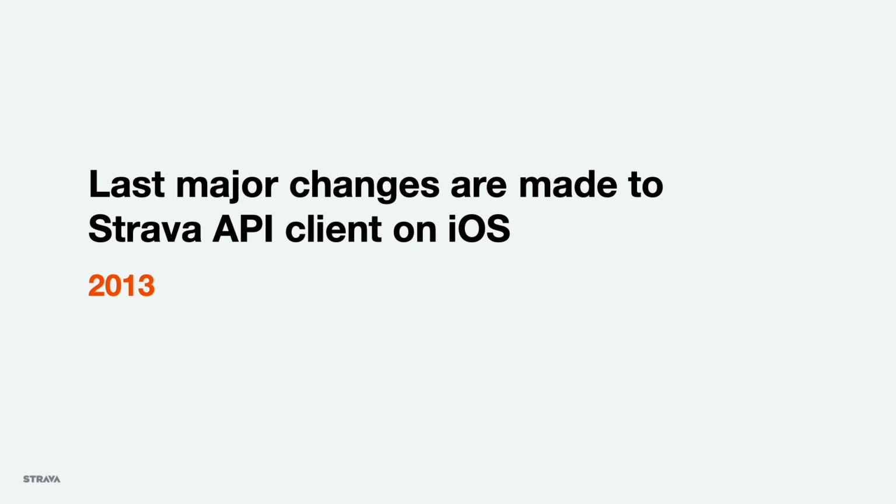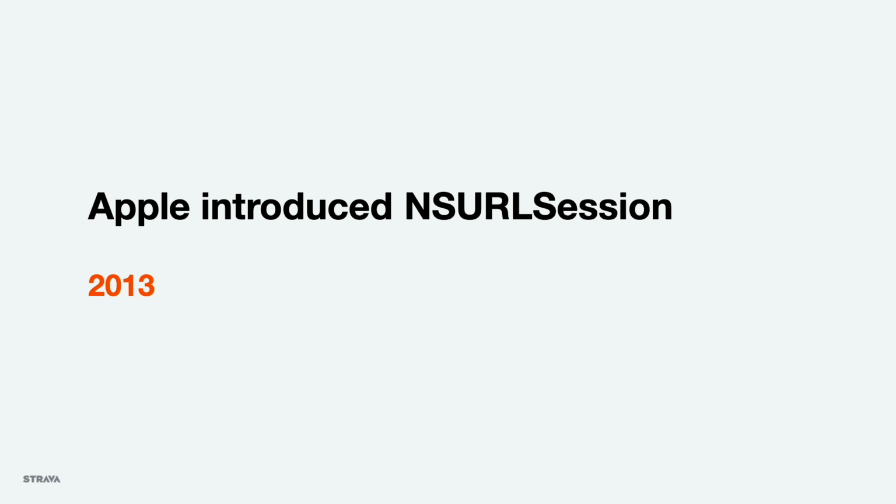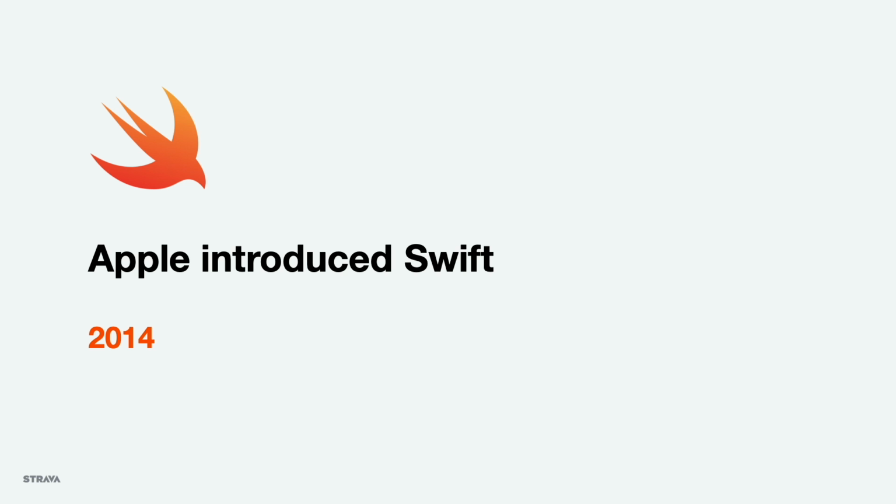2013 was the last time any major changes were made to the API client for this app. Now, at the time, we used AFNetworking, a pretty easy trade-off for a startup building a new application; it made a lot of sense. Later in 2013, Apple introduced NSURLSession. It was an improvement upon NSURLConnection, and it greatly improved the networking capabilities on iOS in general. And then in 2014, they introduced Swift.